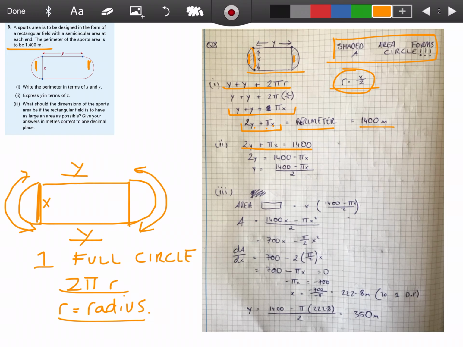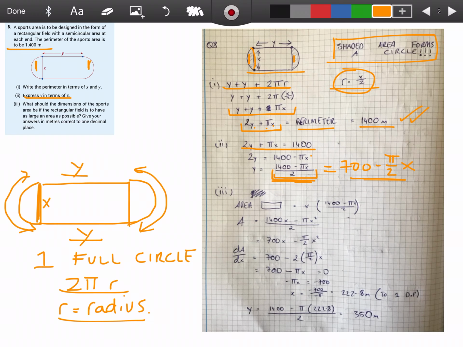Alright, so this bit here is part 1 done. Part 2 asks to express y in terms of x. So I want y equals something with x in it. So you can see what I've done here. I brought the pi x over to the other side of the equals, it becomes a minus, and then I just divided by 2, and I ended up with that. I could alternatively write it like that. I do 1400 divided by 2 would give me 700 minus pi over 2x. Both of them are the same. Okay, what I've got underlined there and that are exactly the same. It's just that I've done the maths in there.